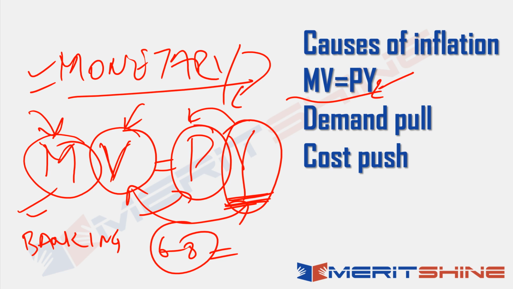That was the concern of the monetarist economists, and this is one of the causes of inflation. If your government keeps printing money, if it keeps increasing the money supply, prices will rise, and that is one of the reasons for inflation. The other two reasons are very simple.